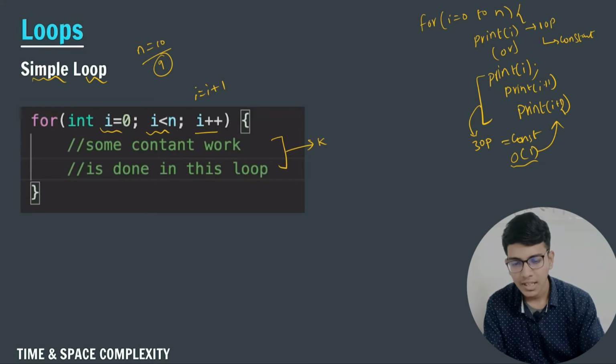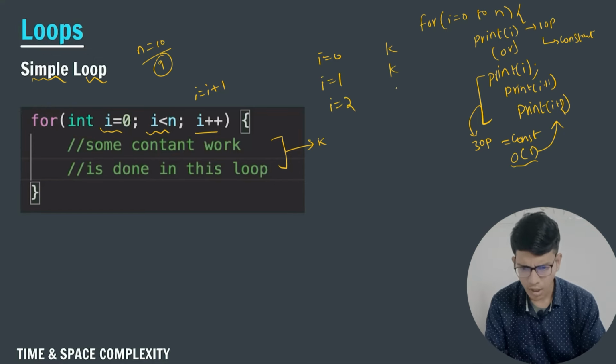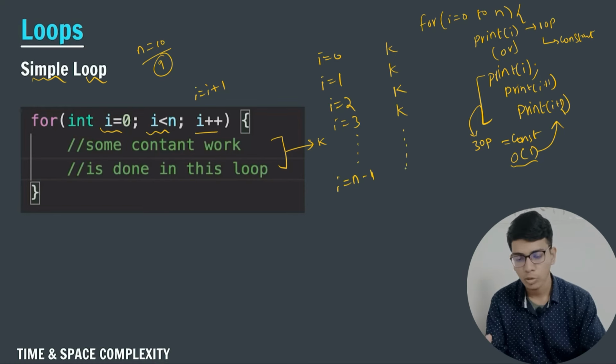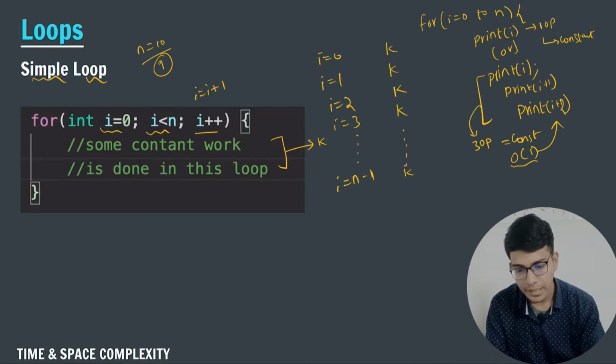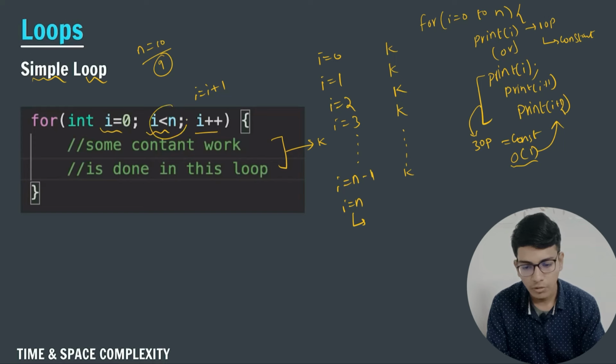Let us consider that at the i equals 0th iteration, I am doing k work. After that, i will become 1, and I will do another k work. After that, i will become 2, and I will do another k work. After that, i equals 3, another k work, and so on up to i equals n minus 1, where I will do k work. After that, i will become n. When i becomes n, our condition will become false and I will break out of my loop.